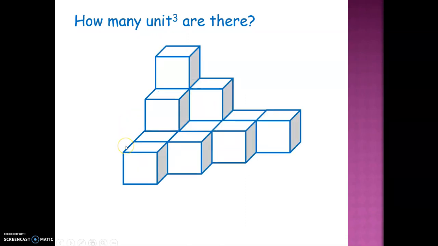If it's a complicated figure, let's count it. 1, 2, 3, 4, 5, 6, 7, 8, 9, 10, which is visible. And from the second layer, 1 is short, so it's 11. And in the third layer, 3 are short. So altogether, it's 14 unit cubes.